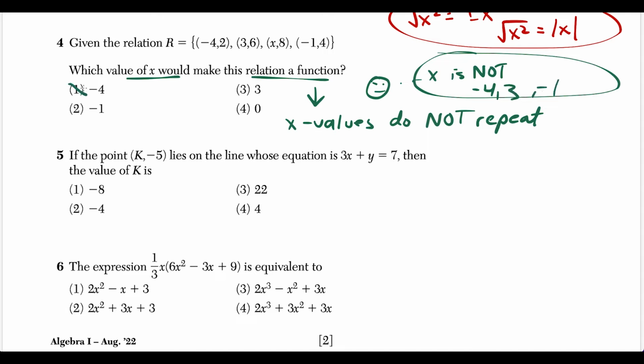So that means negative 4 is out, x equals 3 is out, and x equals negative 1 is out. So by process of elimination, our answer choice has to be 4.